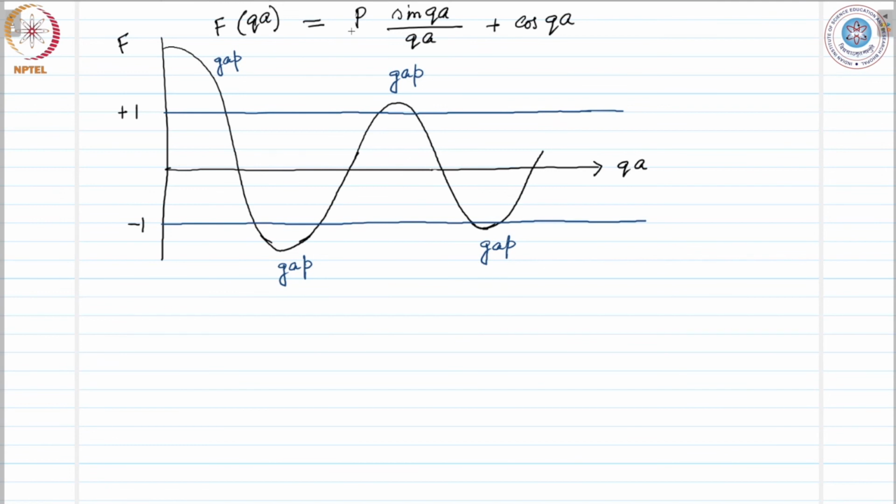This is what we learn from this mathematics, this kind of simple model that we have considered. Certain energies are forbidden. This actually gives the idea of band gap, and this model is known as the Kronig-Penney model.